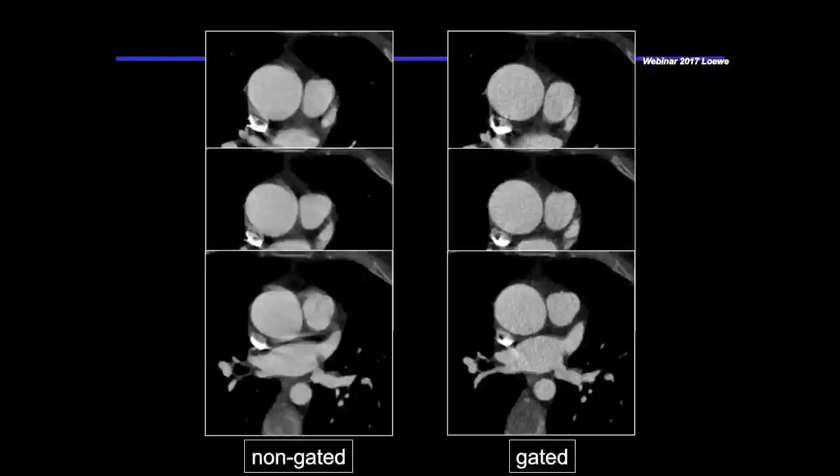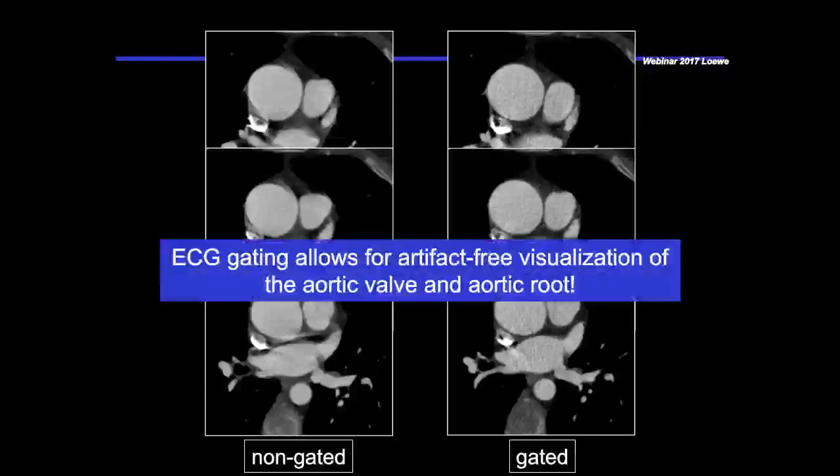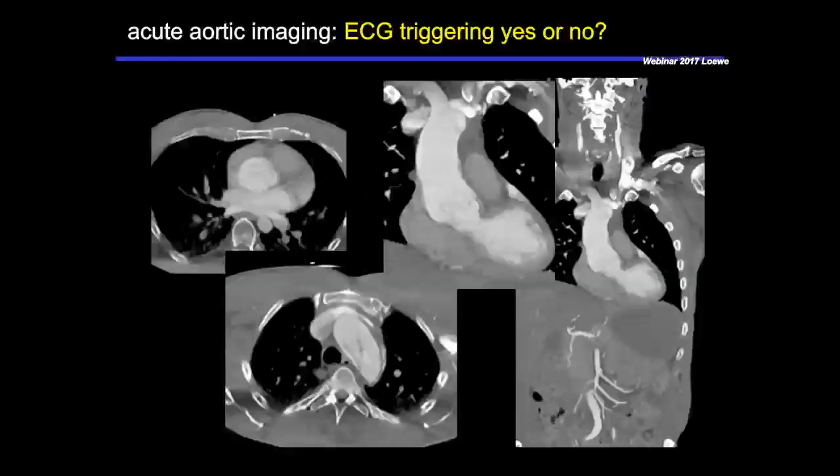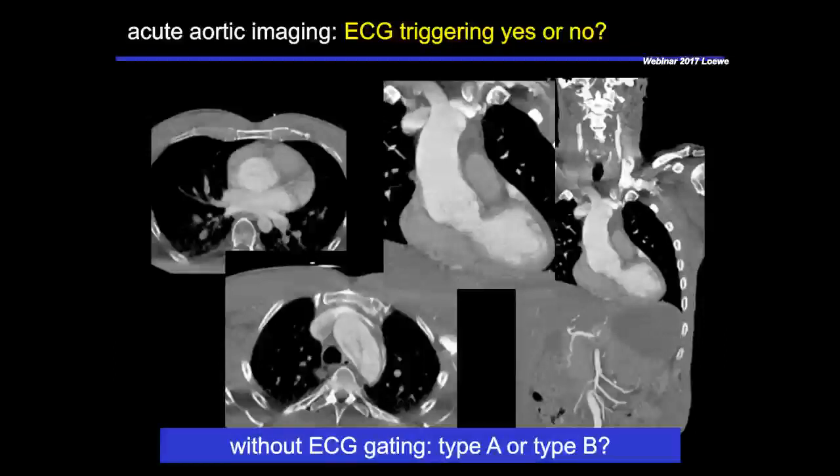Another third example, a patient, of course, suffering from acute aortic dissection, but at the aortic root. Again, it's not totally clear: is this just the aortic valve or is this really the dissection? And in fact, of course, this was an acute type A dissection with a total rupture of the intimal layer.